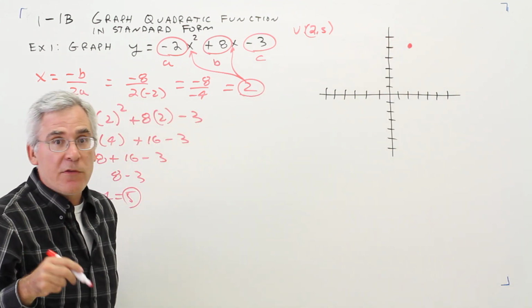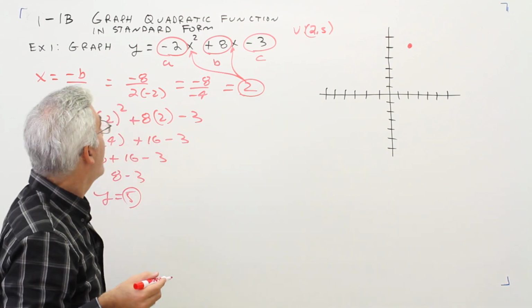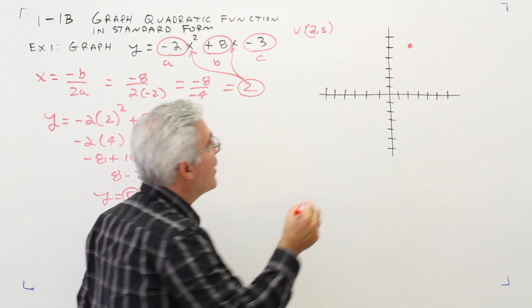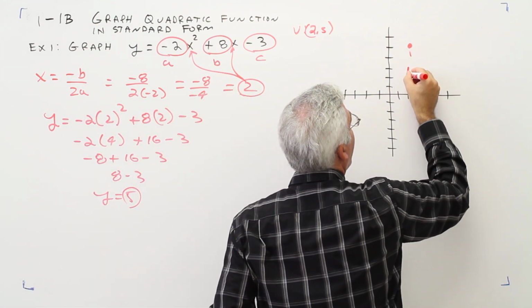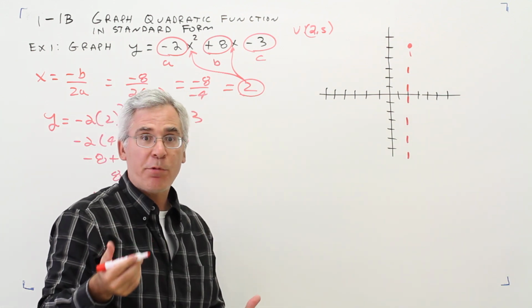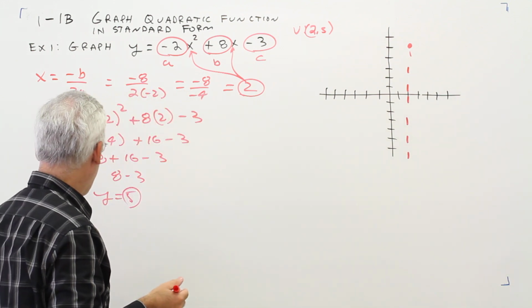So that was step 1. Step 2 was the dashed line of symmetry. Again, because I got a negative lead coefficient, the parabola is opening downwards. So I'll dash my line of symmetry downwards. Then what I'm going to do is plot 2 points on each side.